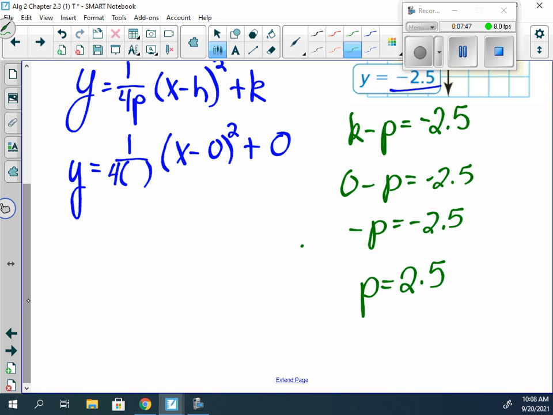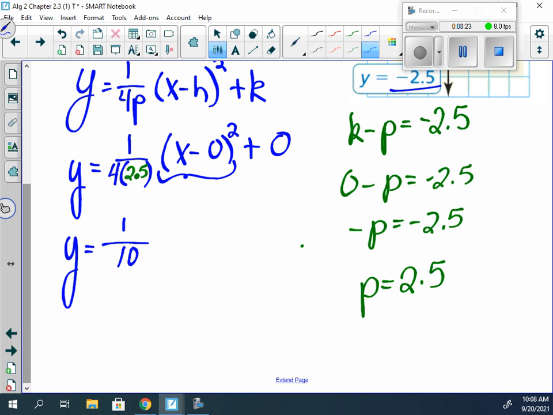Questions on how we found the value of p? So to get the equation, we're going to take 2.5 and plug it back in. What is 4 times 2.5? Now, if this had come out to be a decimal, we would have to simplify it because we don't leave a decimal or a fraction in a fraction. We don't like that. We won't leave it that way. But here, it worked out to give us a whole number.